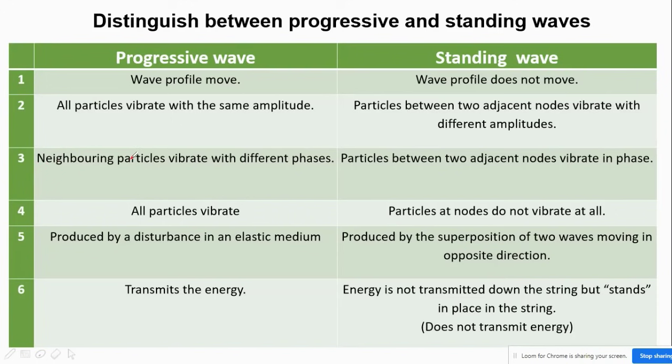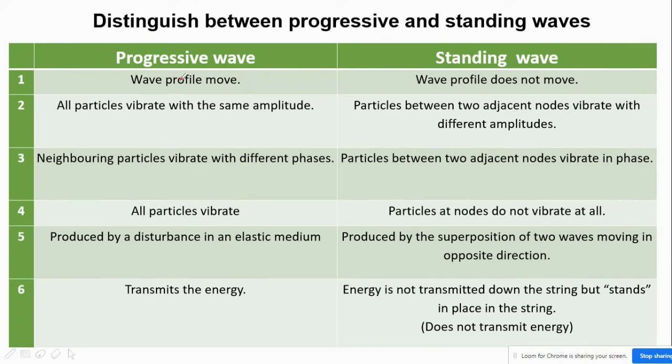Next, neighboring particles vibrate with different phases for the progressive wave, but for the standing wave, particles between two adjacent nodes vibrate in phase. For the progressive wave, all particles vibrate, but for the standing wave, particles at nodes do not vibrate at all.